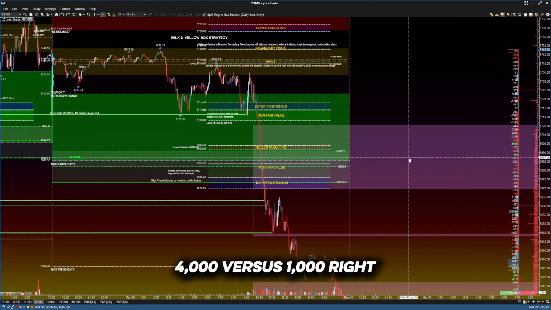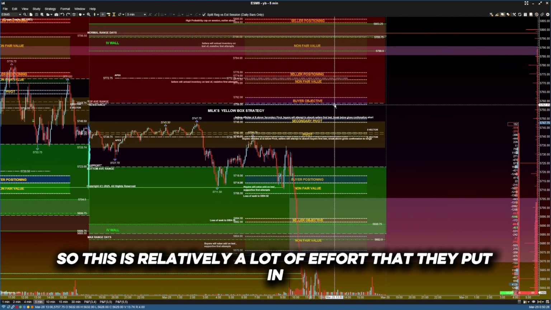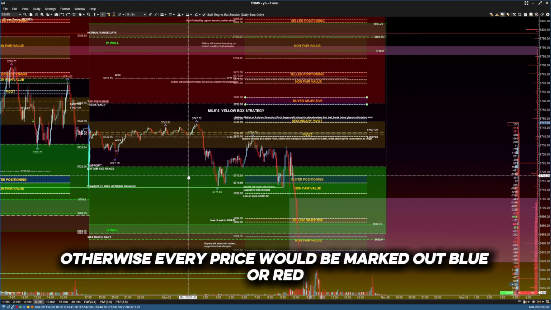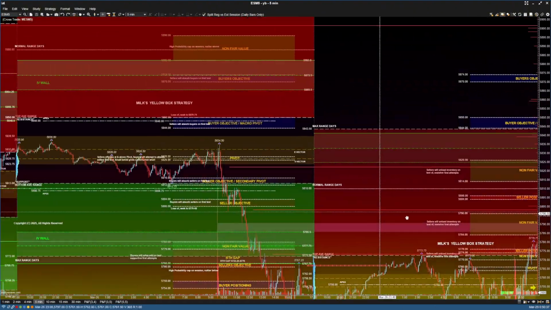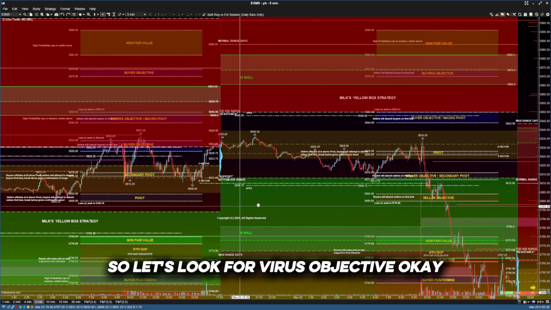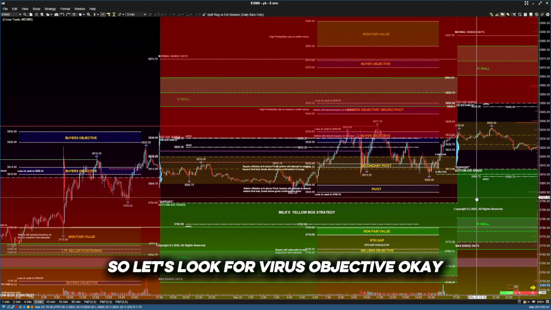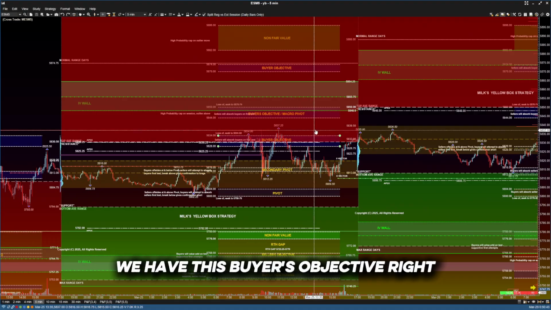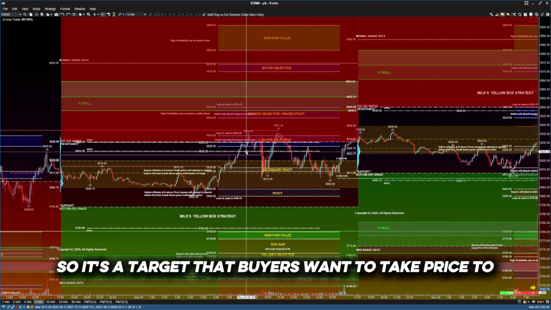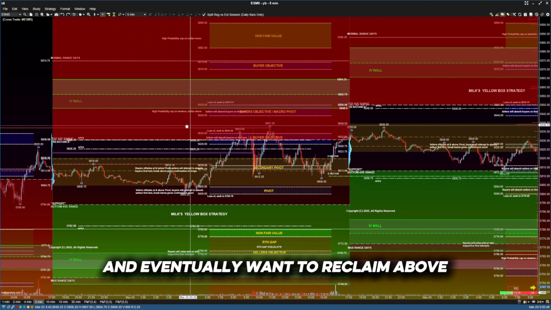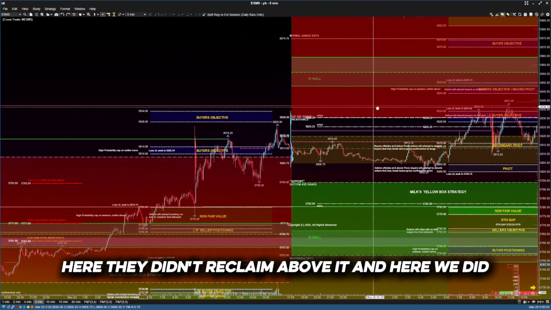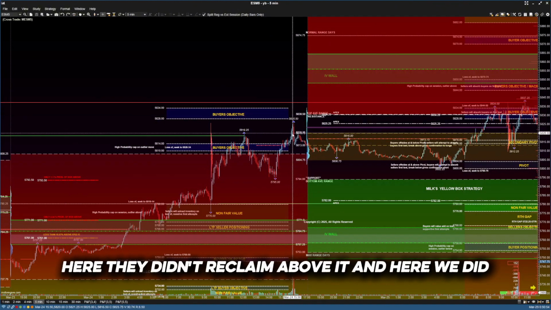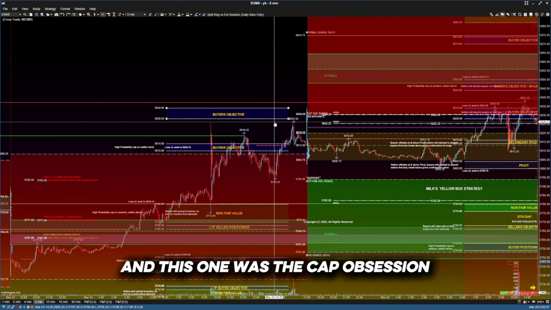Like 4,000 versus 1,000, right? So this is relatively a lot of effort that they put in. Otherwise, every price would be marked out blue or red since there's always going to be more effort in some places. So let's look for buyer's objective. Okay. We have this buyer's objective, right? So it's a target that buyers are going to take price to and eventually want to reclaim above. Here they didn't reclaim above it, and here we did. And this one was the cap of session.